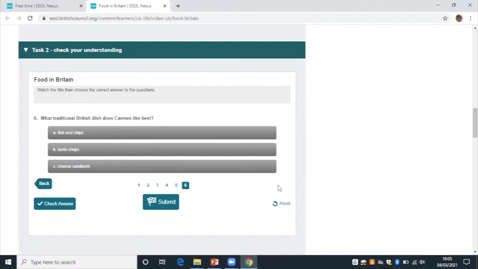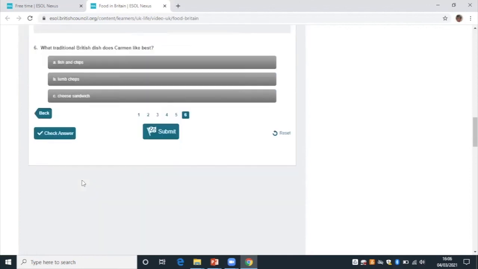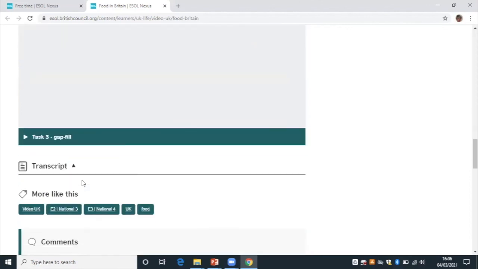What traditional British dish does Carmen like best? Fish and chips, lamb chops, or a cheese sandwich? So she was eating a lamb chop in the restaurant, and then she said on the way out that fish and chips was actually her favourite, didn't she?